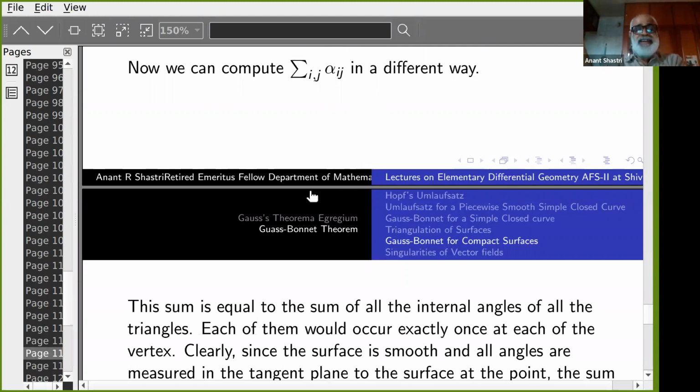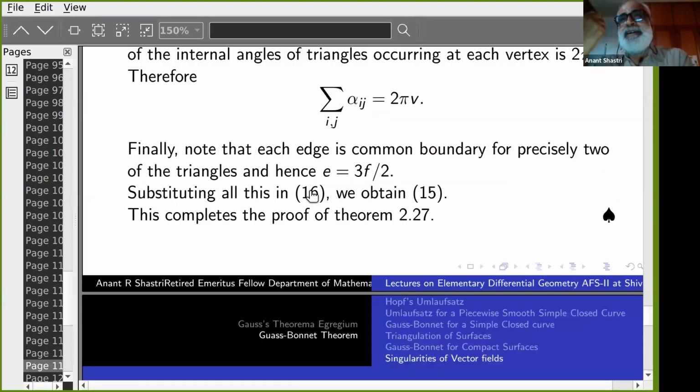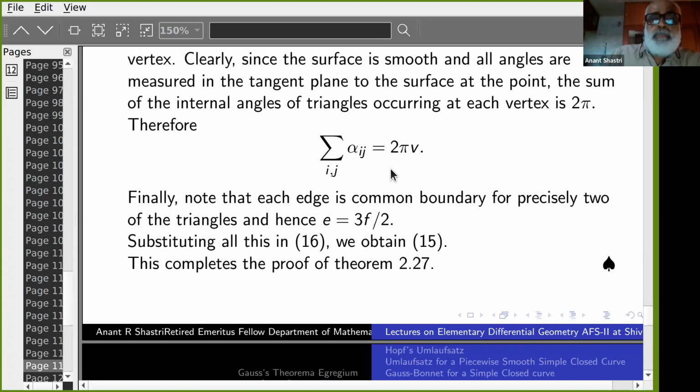Finally, you have to use one more piece of information. Each triangle has 3 sides, but each side appears in exactly 2 triangles. Therefore, twice E, because each edge occurs in 2 triangles, must be equal to 3 times F. So this is the property of any triangulation. Or in other words, E is equal to 3F by 2. So now you put E equal to 3F by 2.